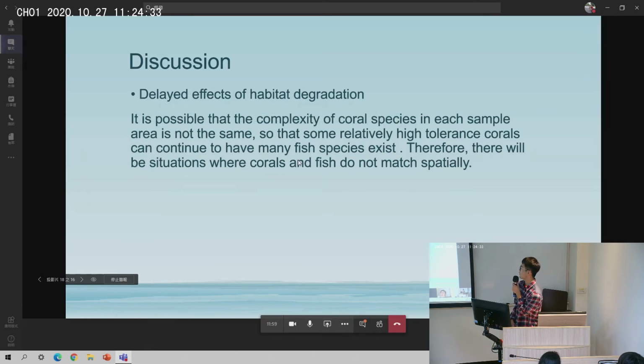And the delay effects of habitat degradation. It is possible that the complexity of coral species in each sample area is not the same, so that some relatively high-tolerance coral can continue to have many fish species exist. Therefore, there will be situations where coral and fish do not match spatially.